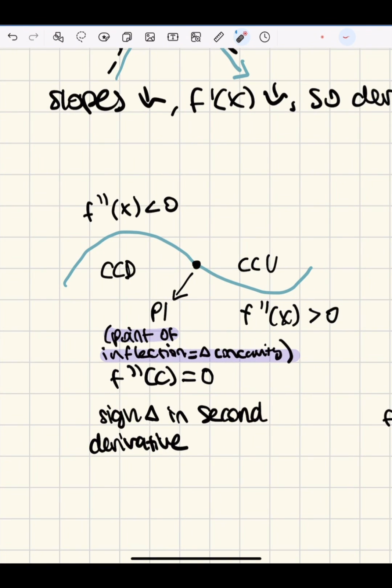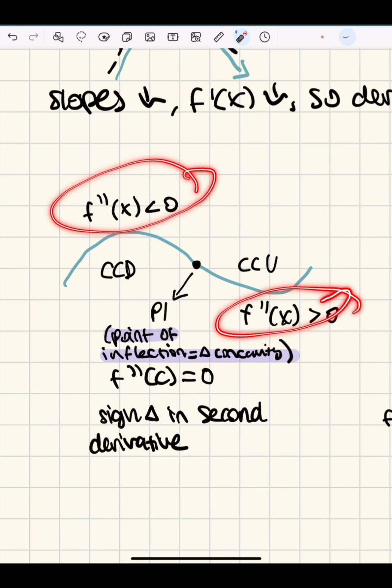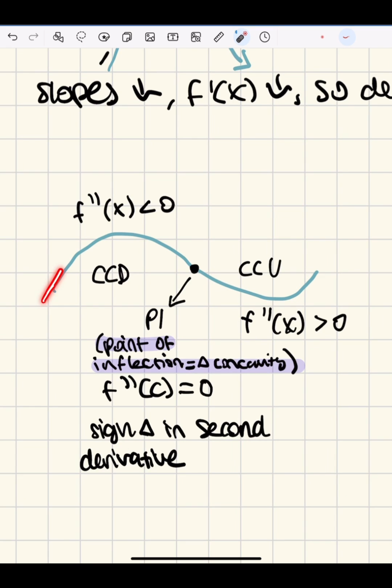So we can quickly talk about this. All this is sort of similar to what we were saying before, and I don't want to dump too much information because that can be what kind of confuses people. So as you can see, this is CCD and this is CCU just by what the graph looks like. So here, f double prime of x is going to be positive. Here, f double prime of x is going to be negative because of the reason we discussed before. Again, you should be able to logic this out.